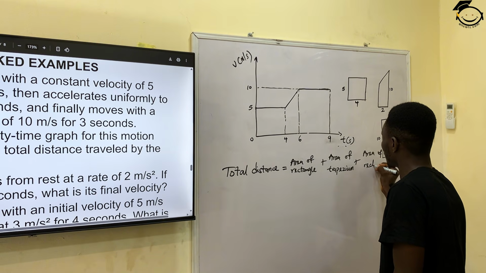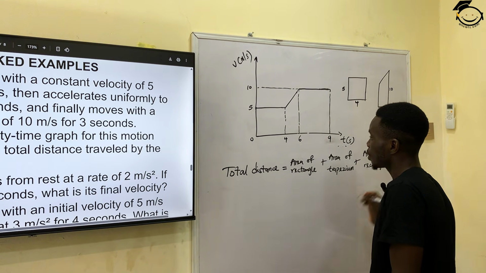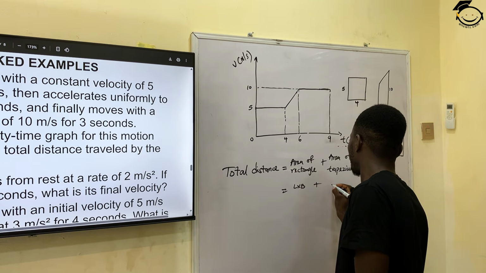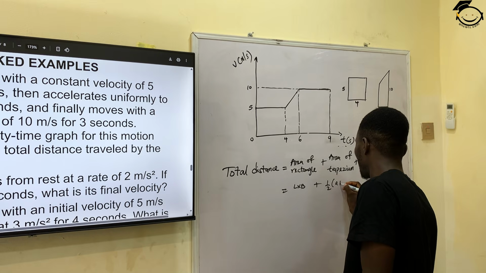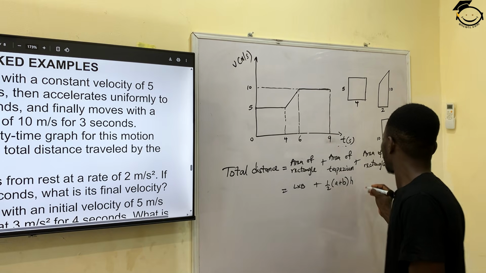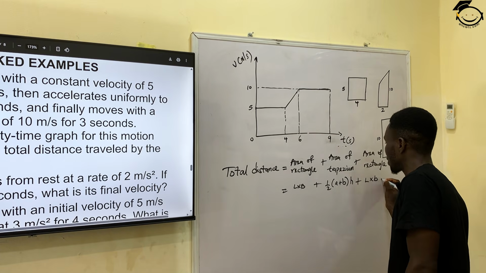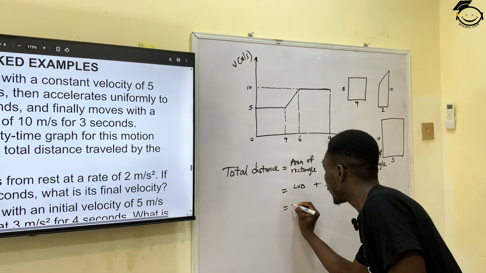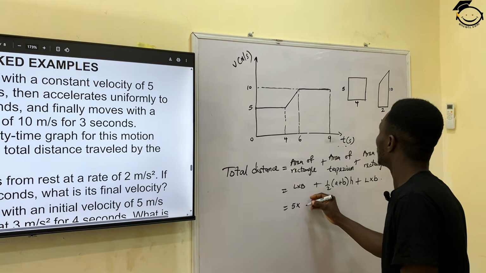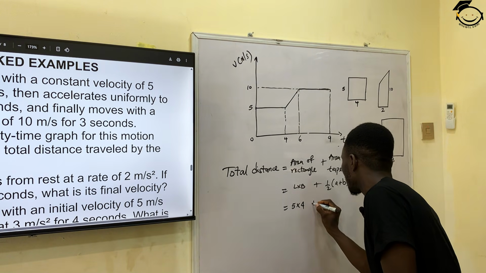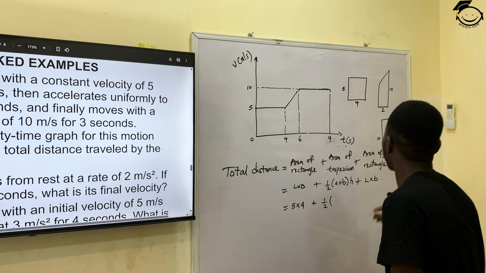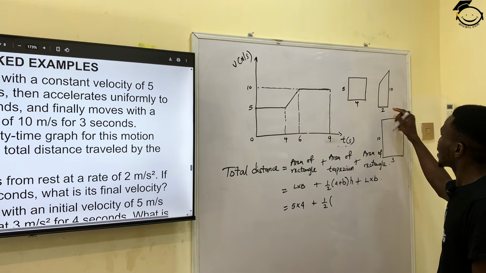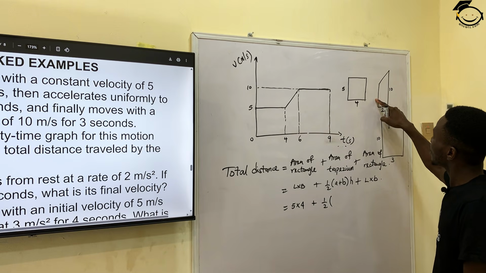the area of the last rectangle. So that will give me length times breadth plus 1/2 (a + b) height plus length times breadth. In the first diagram, the length here is 5, so I have 5 times the breadth, which is 4, plus 1/2. Here I can name this part A and this part B, and this is my height.